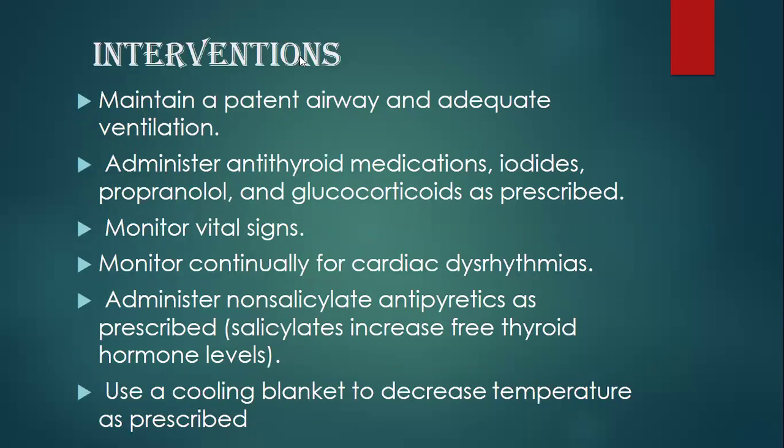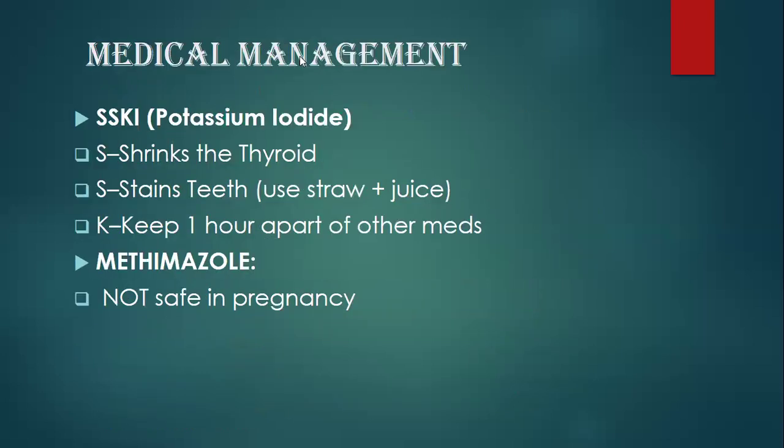So there are interventions. You have to maintain a patent airway and adequate ventilation, administer your antithyroid medications like iodide and propranolol. You administer glucocorticoids, monitor their vital signs. You monitor continually for cardiac dysrhythmias, administer non-salicylate antipyretics as prescribed. And why? Salicylate increases free thyroid hormone level. Use a cooling blanket to decrease temperature as prescribed.